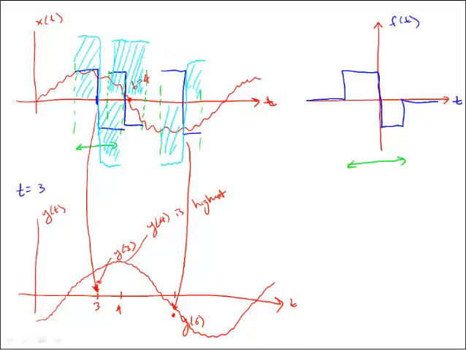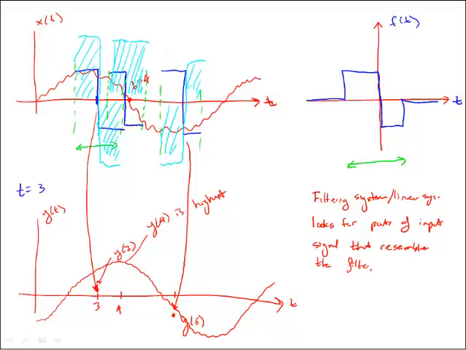Can we understand this in a pictorial way, rather than actually going through and doing the integrals at all these points? Can we just look at our filter and look at our signal and get some idea of what will be going on? And the answer is yes. The reason is that, more or less, a filtering system or a linear system is looking for parts of the input that resemble the filter. So the more the input signal resembles the filter, the higher your output signal will be.